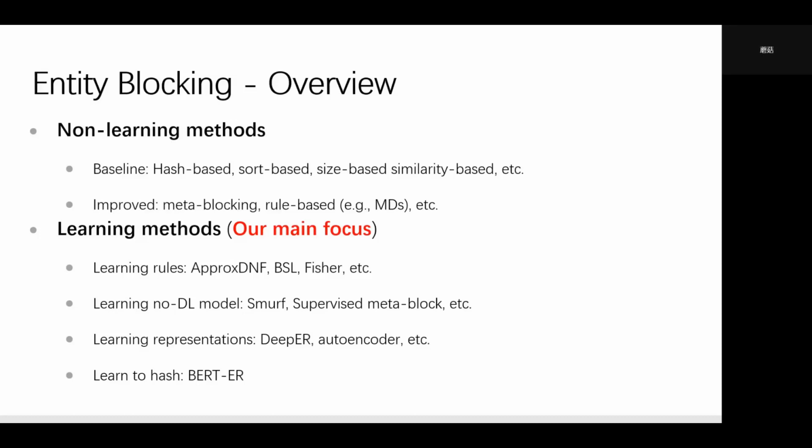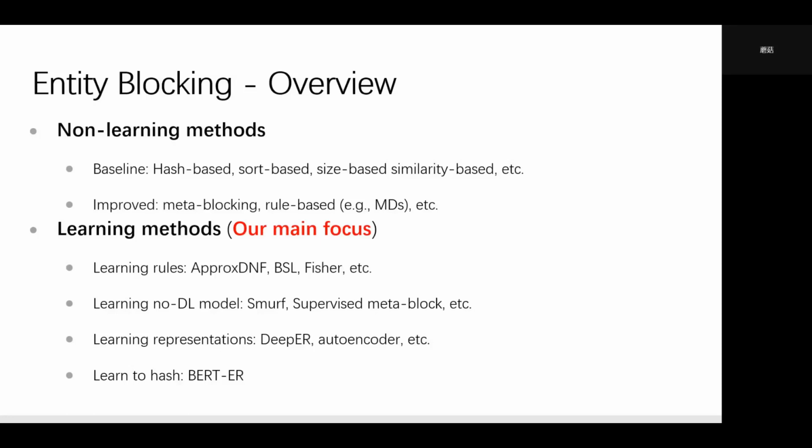We mainly classify these methods into two categories. The first one is the non-learning methods, where the blocking strategies are written by humans themselves or by some heuristic algorithms. There are some baselines, including hash-based, sort-based, size-based, and semantic-based methods. Also, some algorithms are proposed to improve these baselines, such as meta-blocking or rule-based blocking. The second category is the learning methods, which are our main focus.